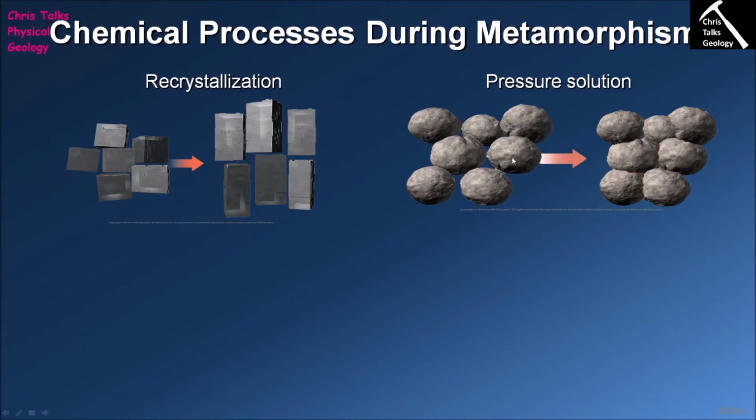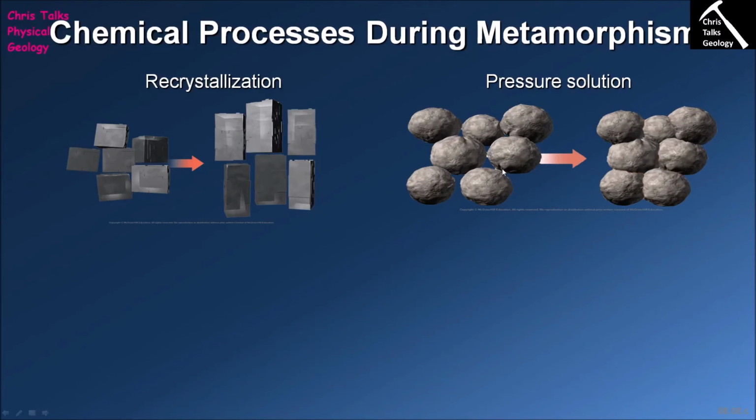Now, what can happen though is you can see we have several quartz crystals here, and these quartz crystals are in contact with each other. Now, what we're going to do is put our rock containing these quartz crystals under increased pressure. As we put these crystals under increased pressure, the point where these crystals are in contact with each other is actually going to start to dissolve and melt because the pressure is focused on this point right here.